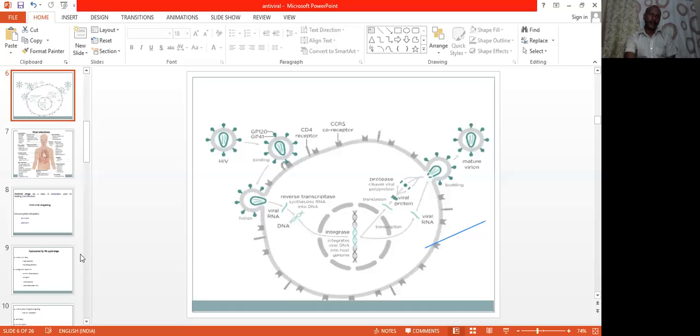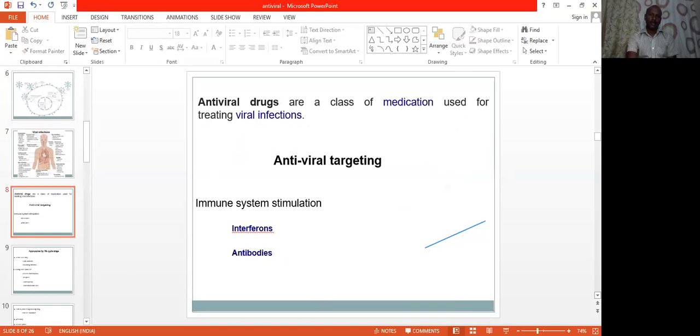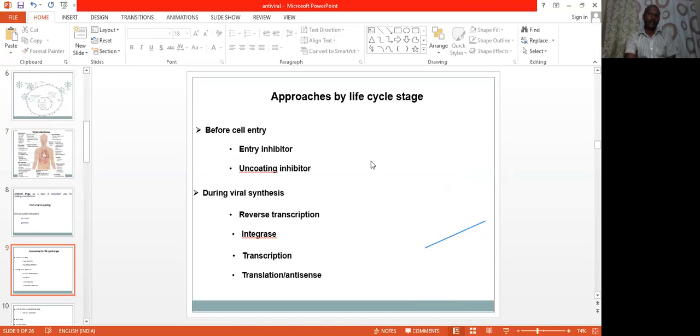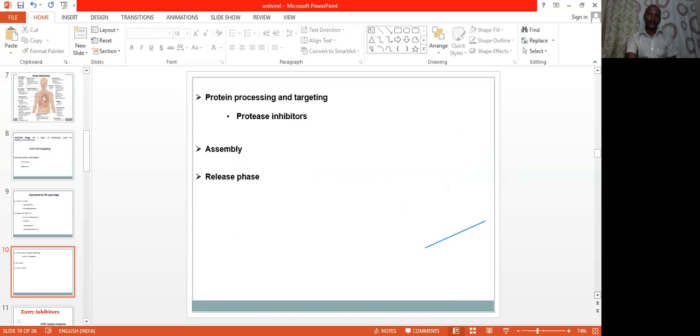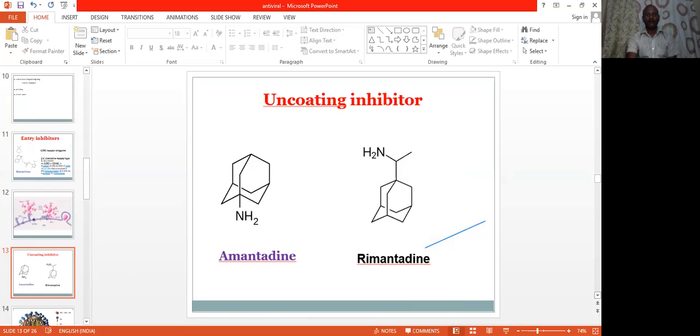Now the next class of drugs based on the cell cycle, you have here uncoating inhibitors. Examples you have are amantadine and rimantadine. These two structures you can write down. I'll give you some time and you can write it down. Amantadine and rimantadine, these two are uncoating inhibitors.